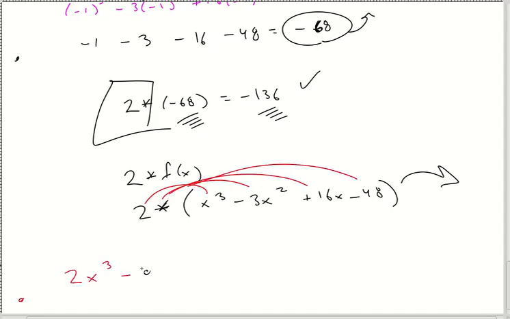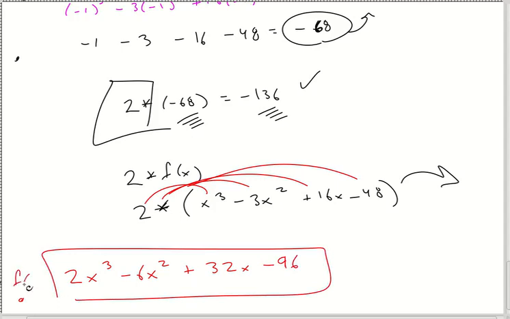2x cubed minus 6x squared plus 32x, and then minus 96. Okay. That is now your final answer. You put it in and you're correct now. So this is good.